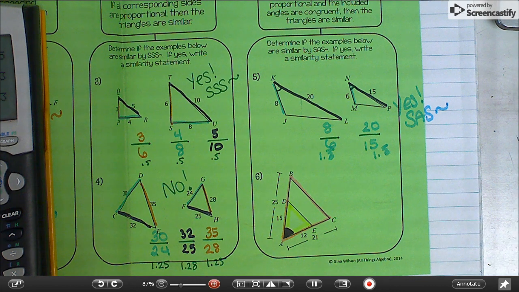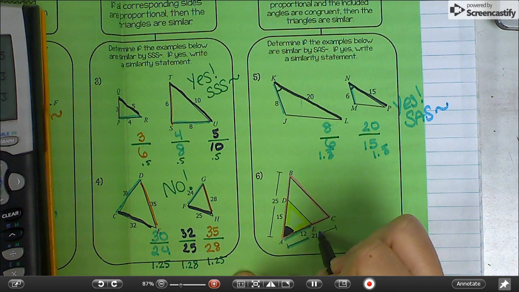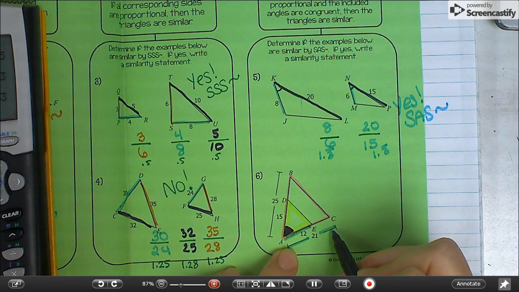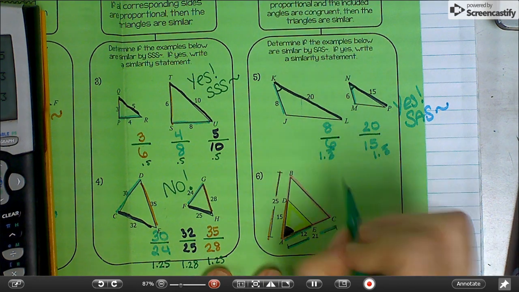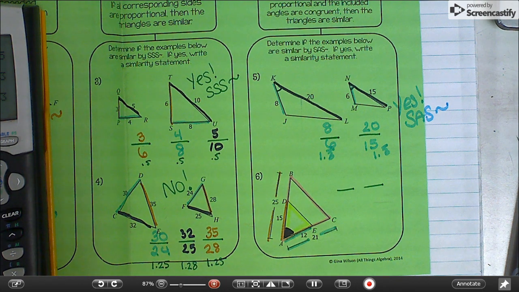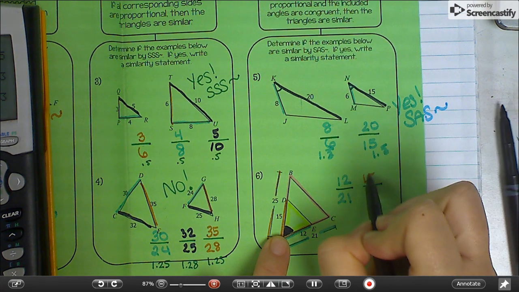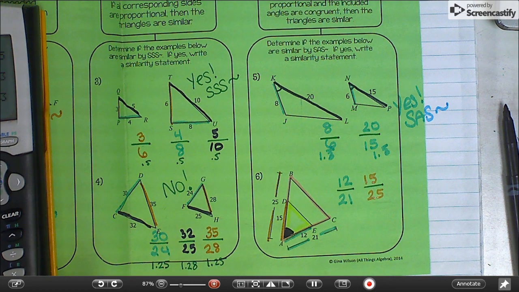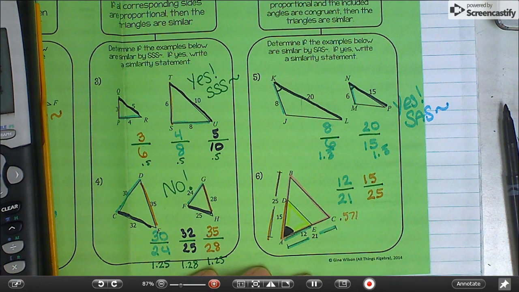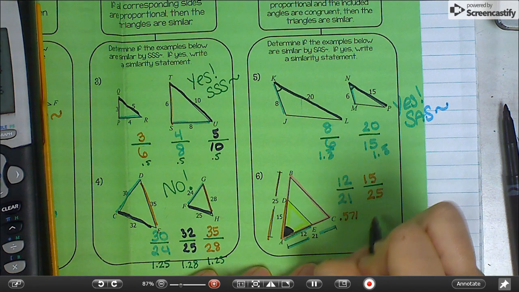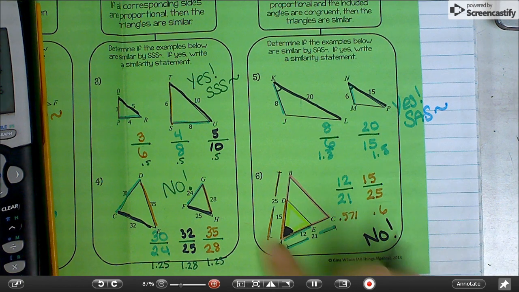So we need to compare the sides of these triangles. We have this side of the small one with this side of the long one. I just pulled that out to the side like a measurer, okay? And then we have this side of the small one with this side of the big one. So if we set up our ratios to check to see if they're proportional, we would have 12 over 21 and 15 over 25. And we want to see if those are congruent. This ends up being 0.571 something, and 15 over 25 is 0.6. Since these are not identical, then no, these two triangles are not similar.